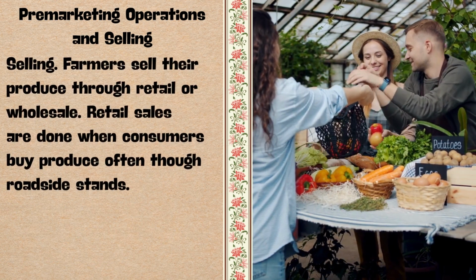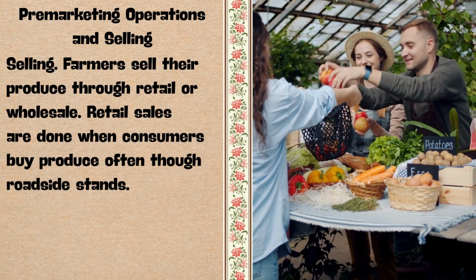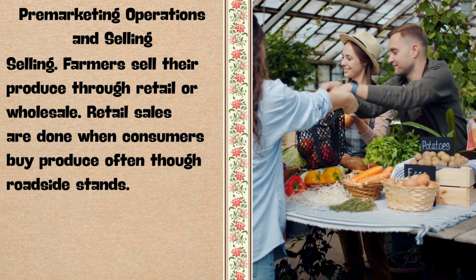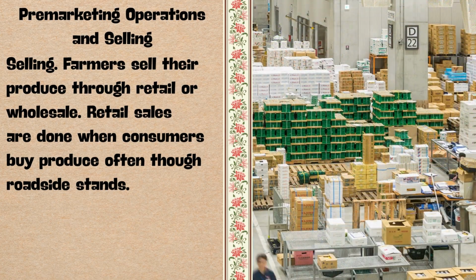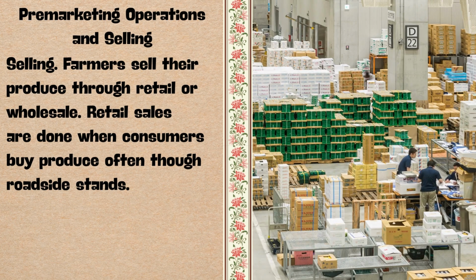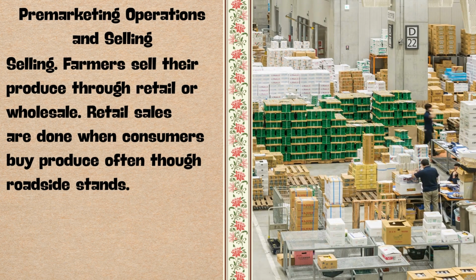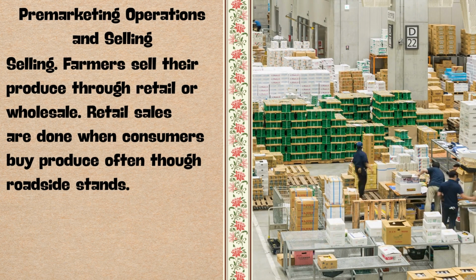Selling. Farmers sell their produce through retail or wholesale. Retail sales are done when consumers buy produce, often through roadside stands. Wholesale marketing is made when produce is sold to retailers, commercial, institutional, or other large-scale owners.